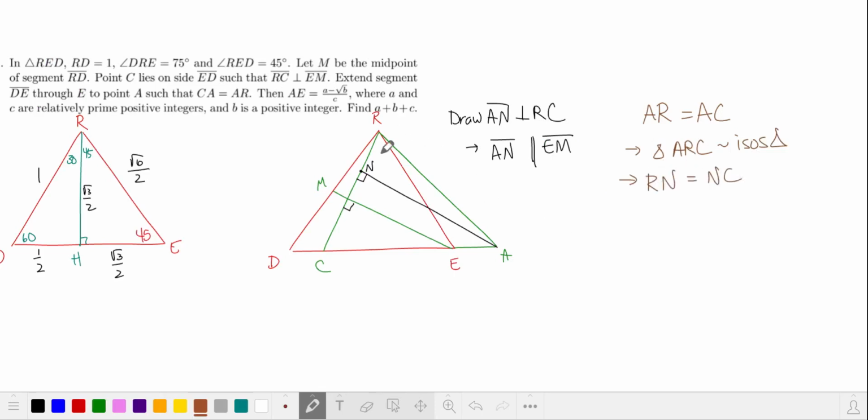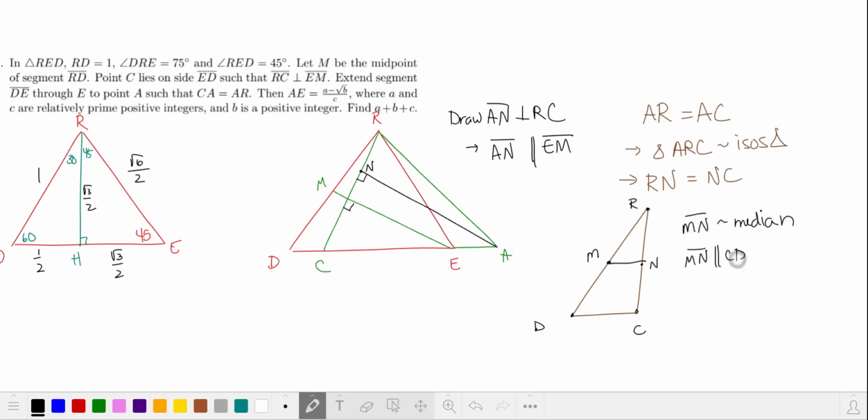I didn't do a good job of drawing this to scale, so let me redraw triangle RCD. N is a midpoint, and so is M. So we have that MN is a median of this triangle, which means that MN is parallel to this opposite side, and it's 1/2 the length of CD. Since CD and AE are all collinear, this means that MN is also parallel to AE.